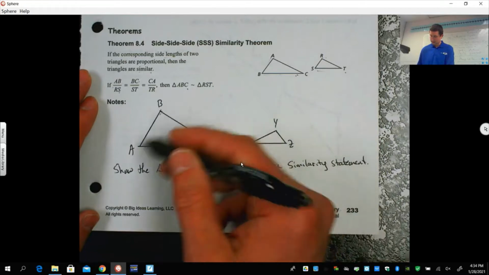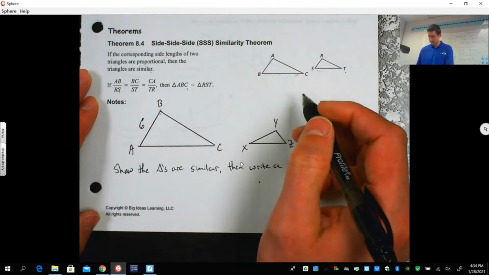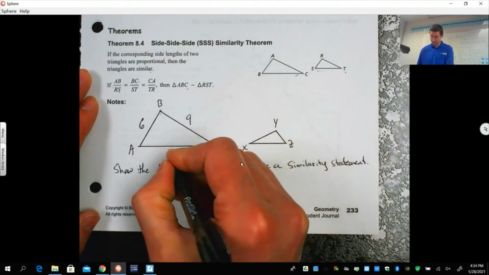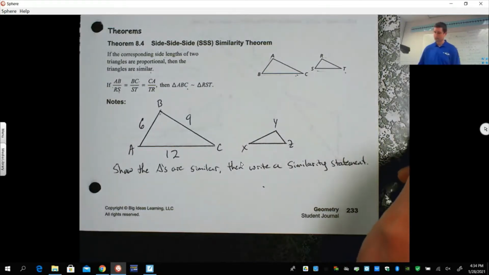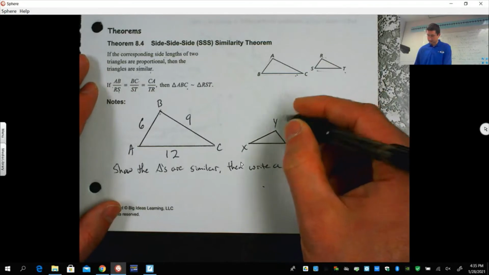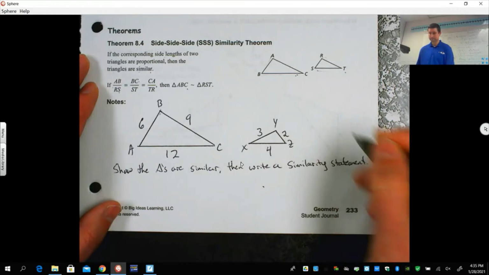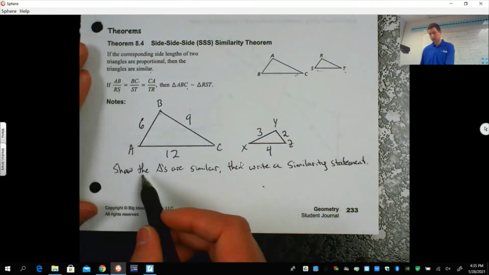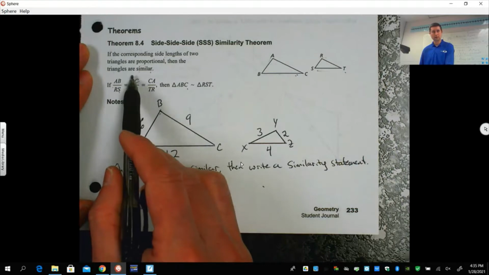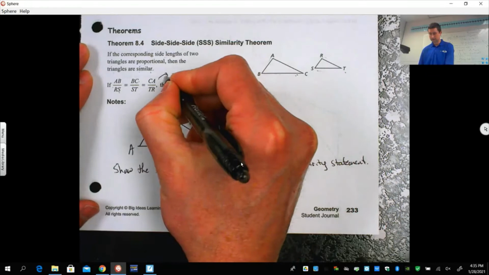Okay, so I still need to add some more information here. Let's say AB is 6, BC can be 9, and this can be 12. Now that actually might work out. Yeah, it would. 6 plus 9, that can work. And then let's say this one is 2, 3, and 4. So show that the triangles are similar and write a similarity statement. When we say show that the triangles are similar, we need to show that all three sides have the same scale factor. Okay? That's what this means up here.